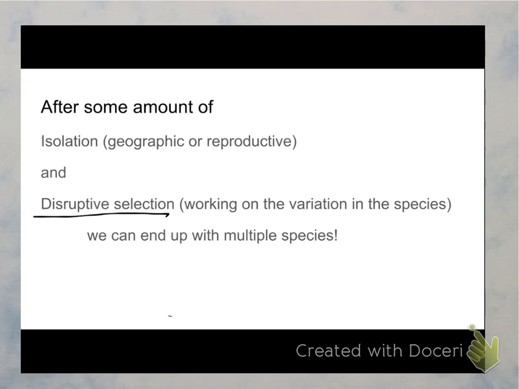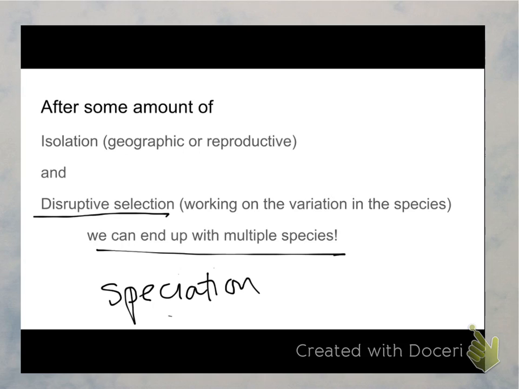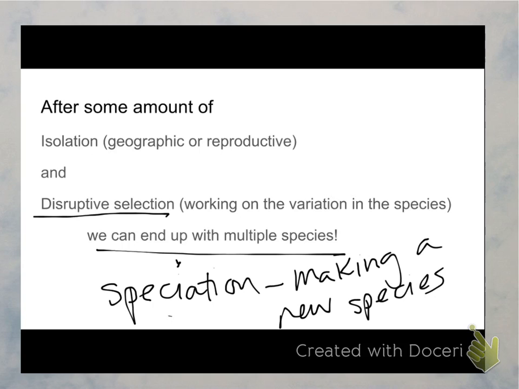And it was brought to my attention, I did forget a word. So when we end up with multiple species out of one species, that is the process of speciation. So speciation is basically, we'll say, making a new species.